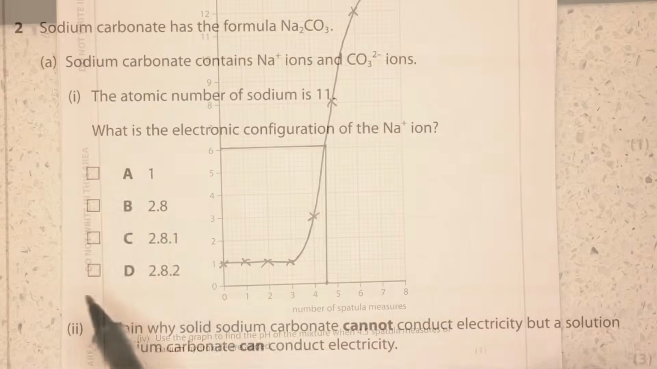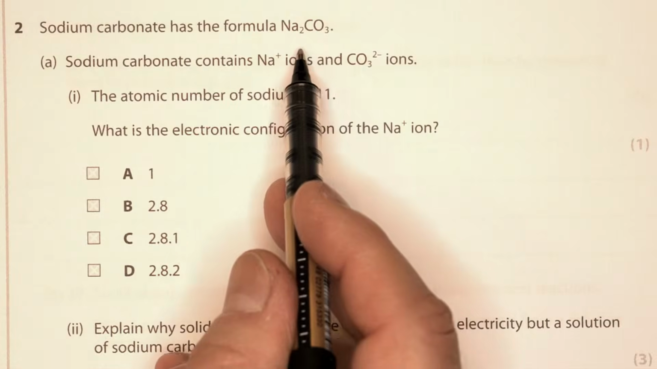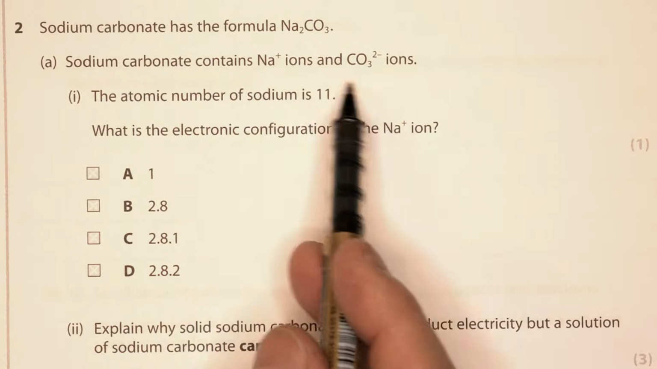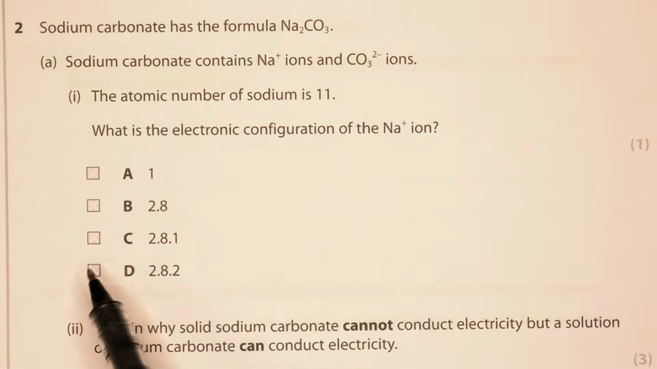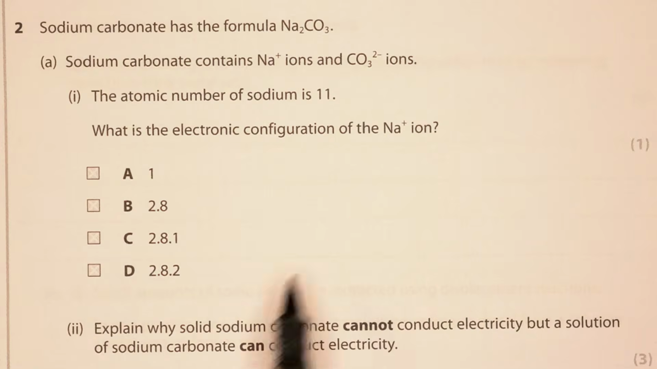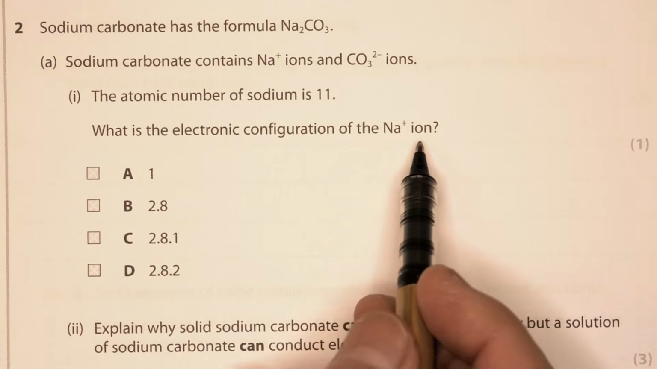Sodium carbonate has the formula Na2CO3. Sodium carbonate contains Na+ ions and CO3 2- ions. The atomic number of sodium is 11. What is the electronic configuration of the sodium ion?